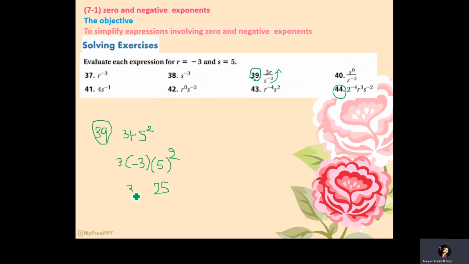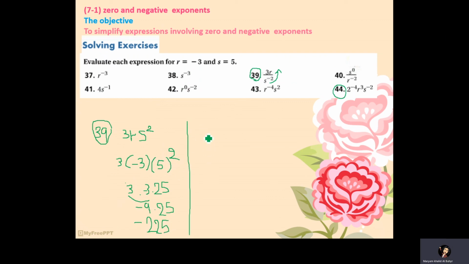And then I have here 3 times -3 times 25. That will be -9. -9 times 25. You can calculate them by your calculator, or you can calculate them in the corner if you want. So that is 225. So that's negative 225.